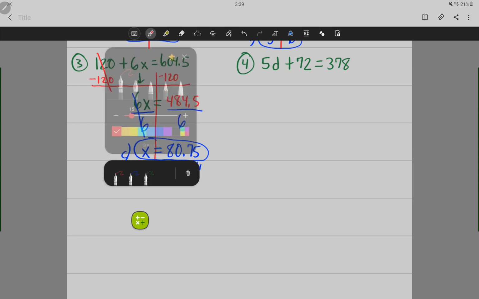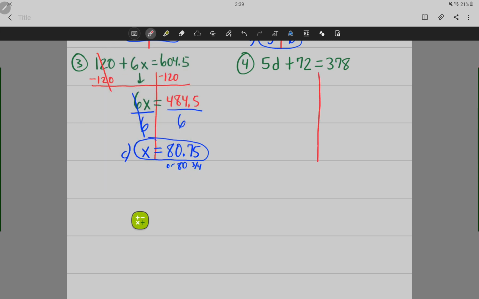Time to solve. Equal sign, draw the line. We want to get D, the variable, by itself, but we need to get rid of that constant, the positive 72. So the inverse, opposite of adding, is subtracting. So we subtract 72 on both sides.